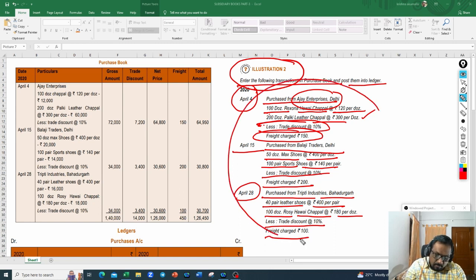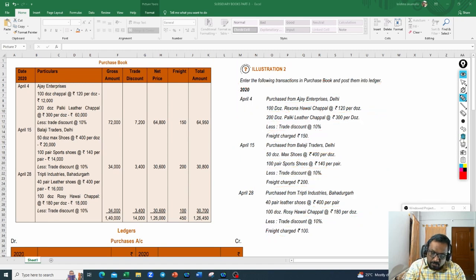Based on this problem, what is he asking us to do? He is asking us to prepare the purchase book and also the ledger. So let us look into the problem now. How do we handle this? Here, in the solution, the purchase book format is a little bit changed. You might be surprised: Krishna, you explained a different format, how come the format has been changed?